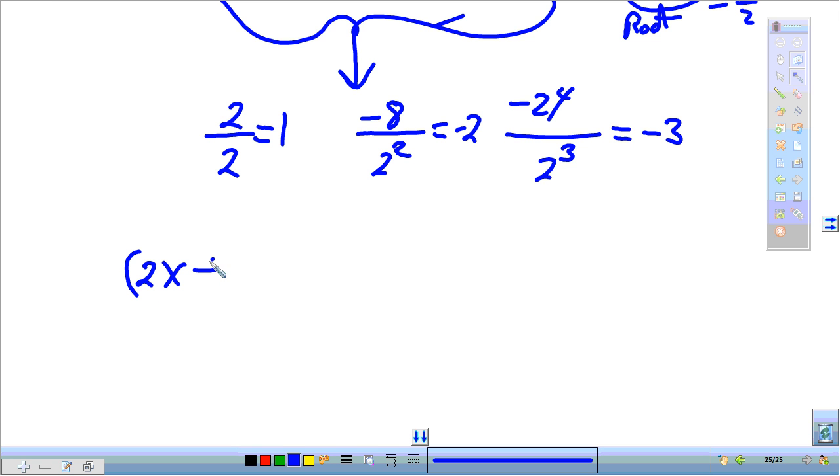So it brings me back to a factorization. I had 2x plus 1, or if I want to write it, x plus a half. And the other factor would be x squared minus 2x minus 3. So these are the modified numbers after I divided by powers of 2.